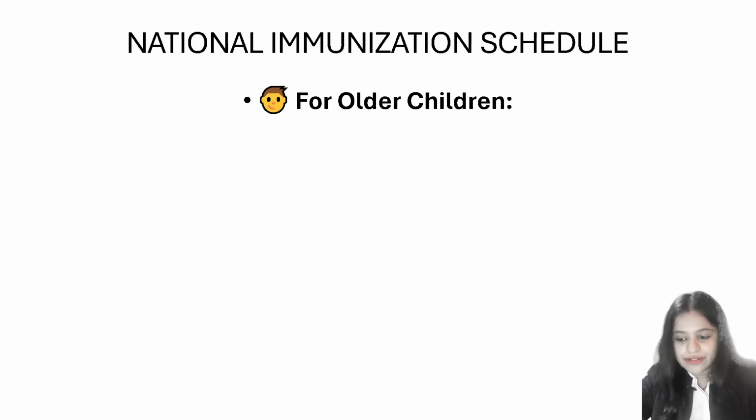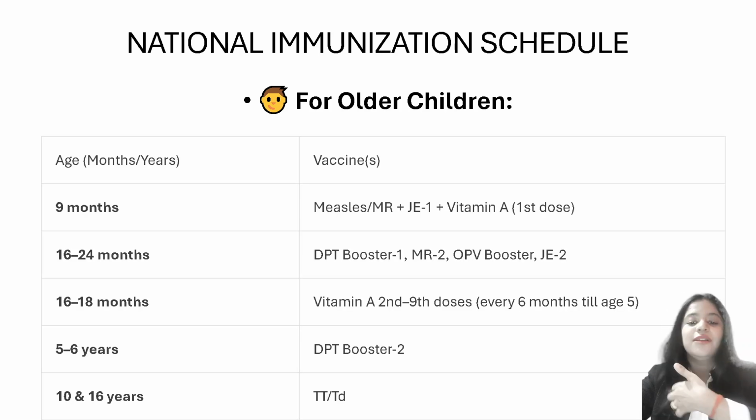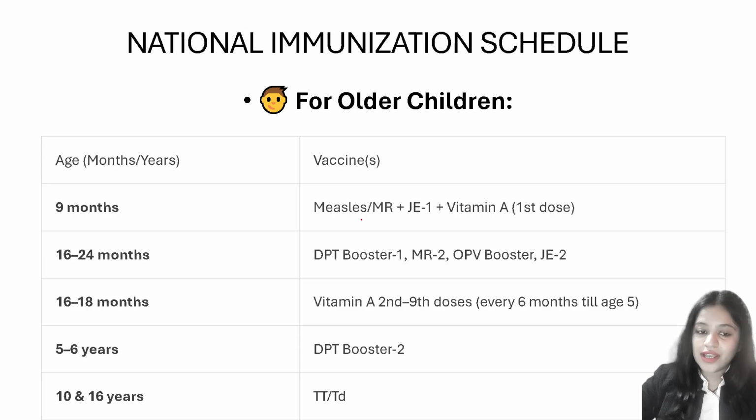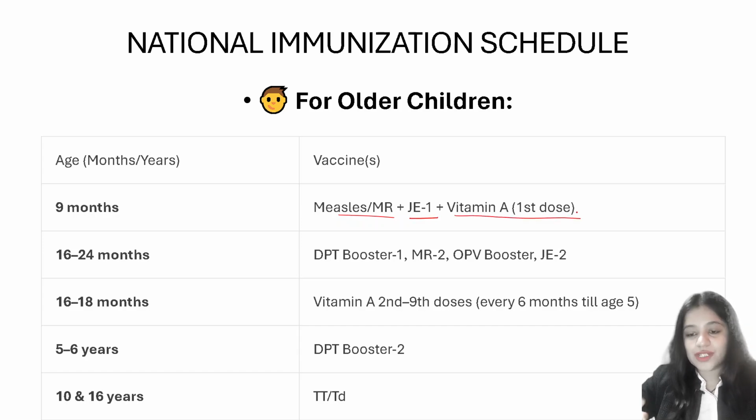For older children, at 9 months, you'll start with your measles or measles rubella plus Japanese encephalitis first dose and vitamin A first dose. Now I have a mnemonic for this also. Whenever you watch your MTV, what can you see? You can see your VJ hosting a show. M stands for measles rubella, V stands for vitamin A and JE stands for Japanese encephalitis.